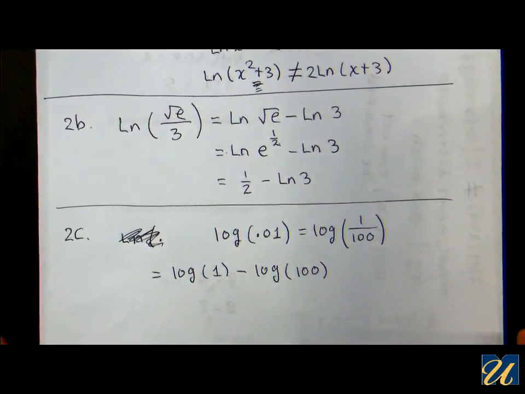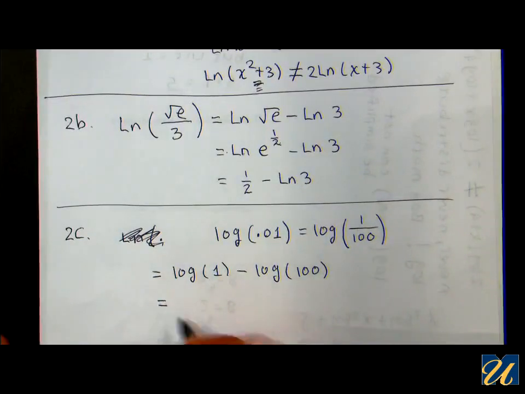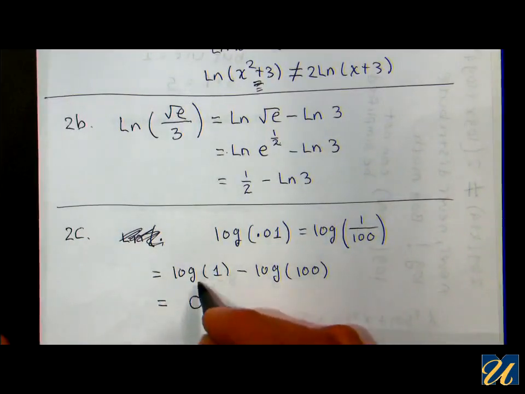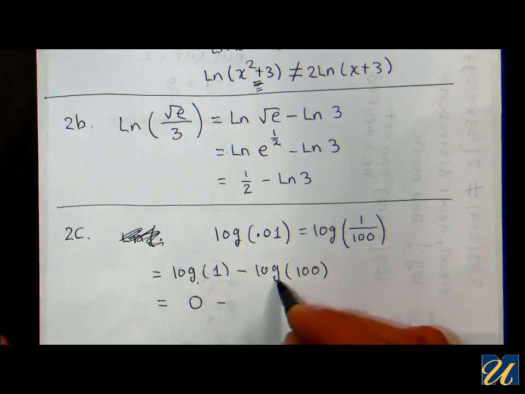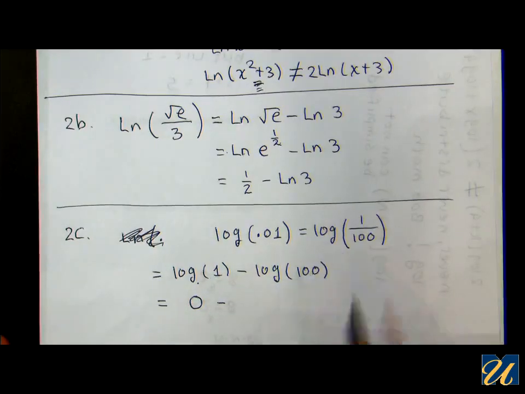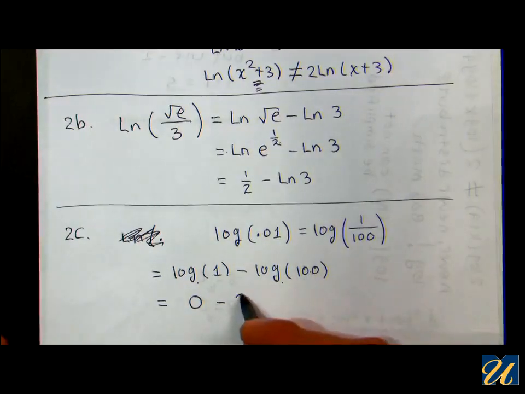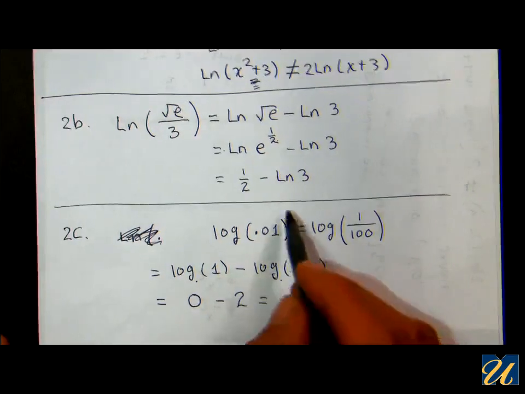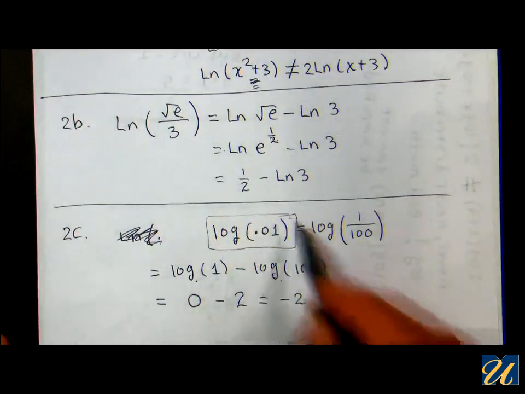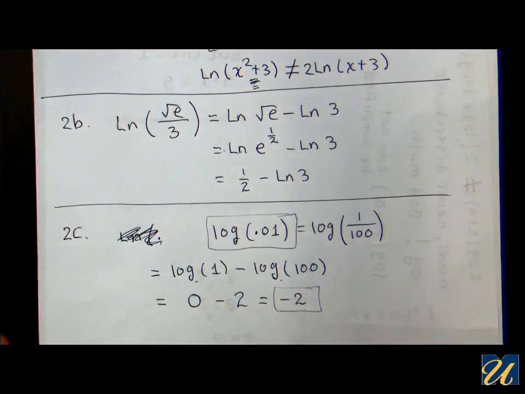Okay. Now the log of 1, by properties of logarithms, is 0. 10 to what power yields 1? 0. And log base 10 of 100, we had earlier in the PowerPoint slide, 10 to what power is 100? It is 2. And 0 minus 2 is -2. So this right here is the number -2 written in logarithmic form.